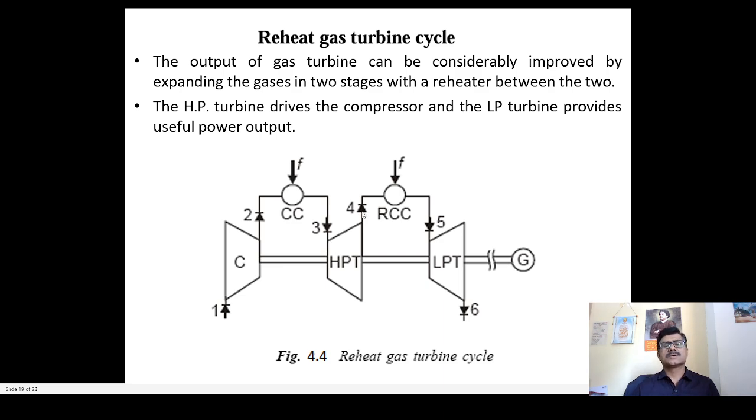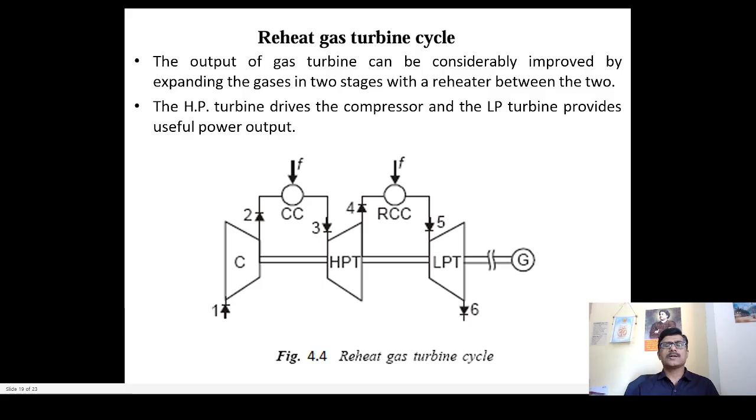Condition 4 represents the state of the gases after the expansion in the high pressure turbine to some intermediate pressure. The gases leaving the high pressure turbine, before they are admitted into the low pressure turbine, are reheated in this RCC, that is nothing but the reheat combustion chamber, right? And condition 5 represents the state of the air which is leaving the reheater or entering the low pressure turbine. State point 6 is the condition of the gases which are left to the surrounding after utilizing their energy.